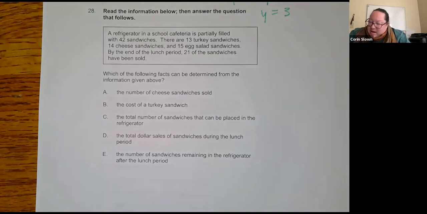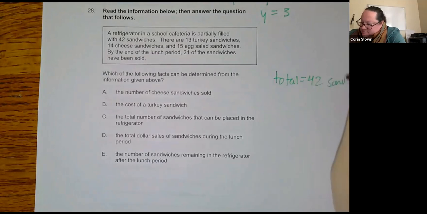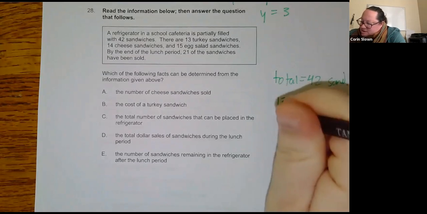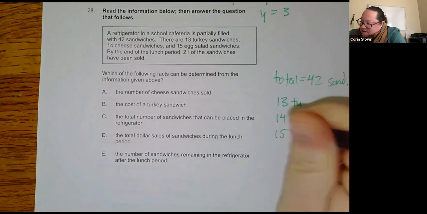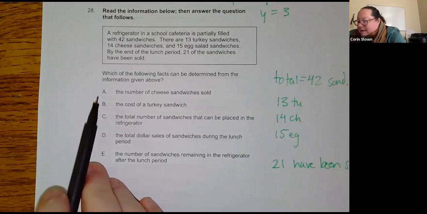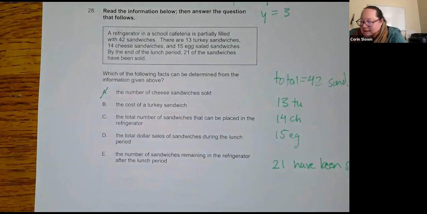So let's think about our options. It tells us that the total is 42 sandwiches. It gives us the breakdown. So there's 13 turkey, there's 14 cheese, and there's 15 egg salad. And it tells us that by the end of lunch, right, 21 have been sold. So that's the information that's available in the problem. Okay, A, can we know the number of cheese sandwiches that are sold? Well, we know the total number of cheese sandwiches, but not the number of cheese sandwiches that have been sold. So A cannot be the answer.